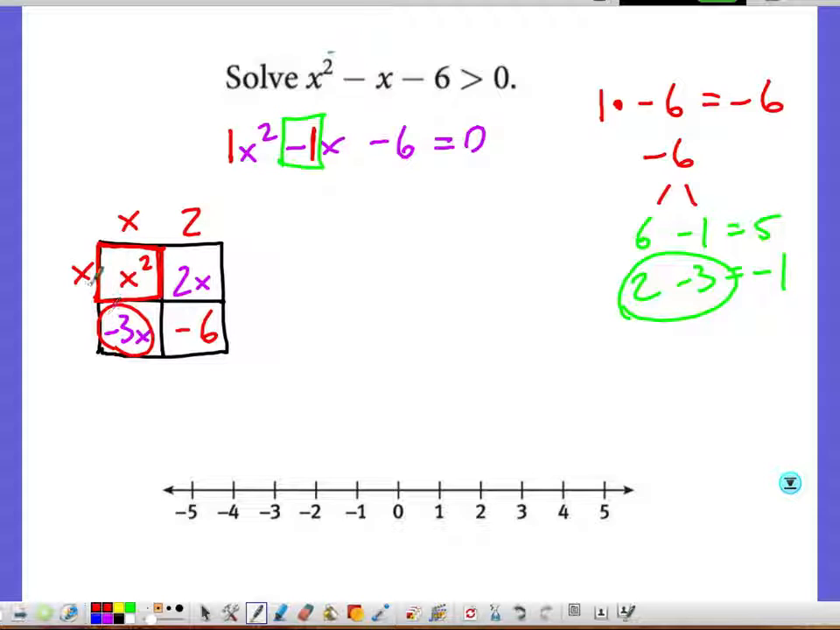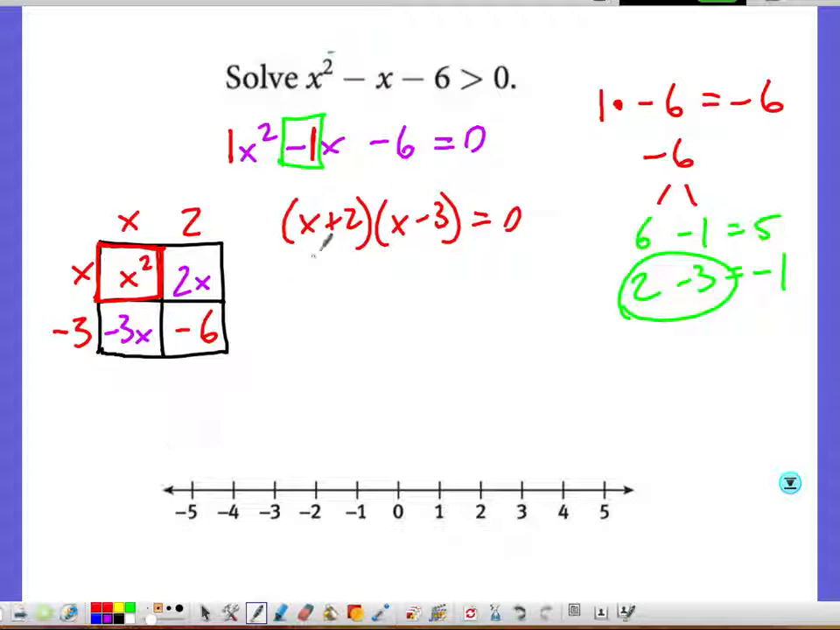How do I get negative 3x? x times what gives me negative 3x? Well, that's going to be negative 3. Negative 3 times x gives me negative 3x. Well, there we go. We went ahead and factored this. So x plus 2 and x minus 3 is equal to 0. So we factored this.